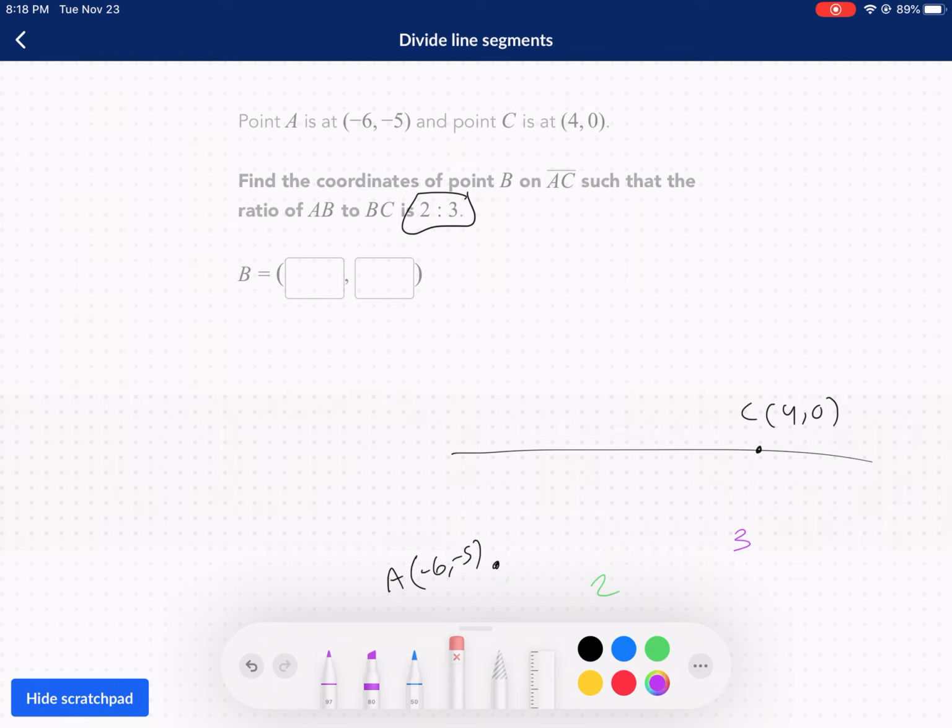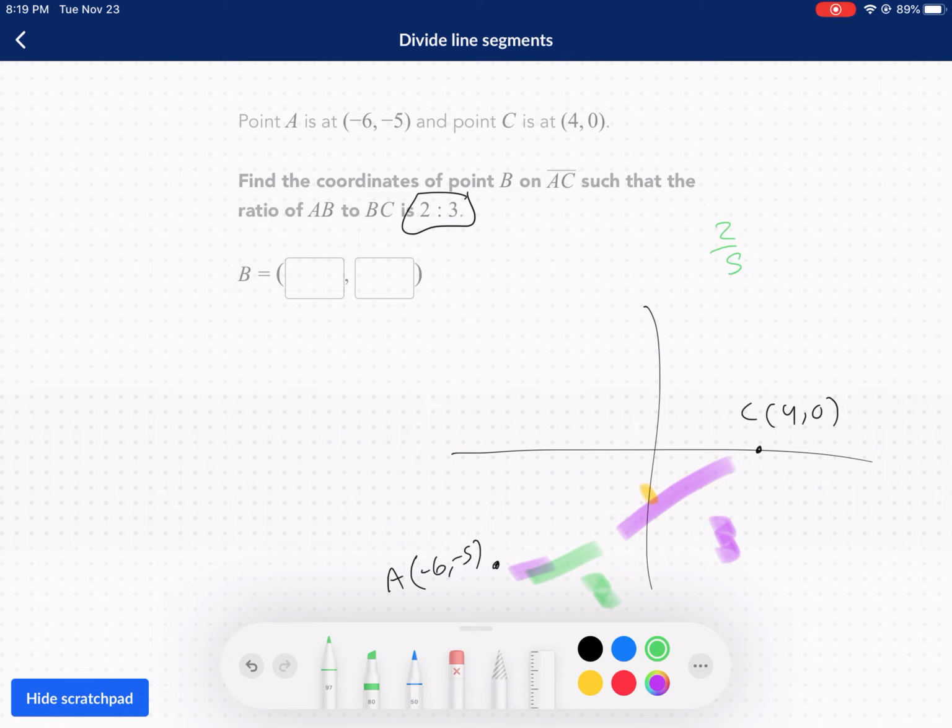It'd be more like this. 3, and then the 2 over here is smaller. You guys get what I'm saying. So then basically, if you're looking for the portion of green, it's 2/5 of the way with my A.